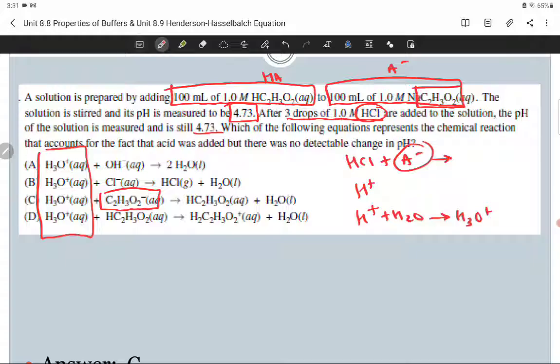Okay, certainly can't be D. You can't have acid plus acid. That would not work. This is a strong acid, strong base. That can't be A. We don't have that either. Okay, just give you a little insight there.